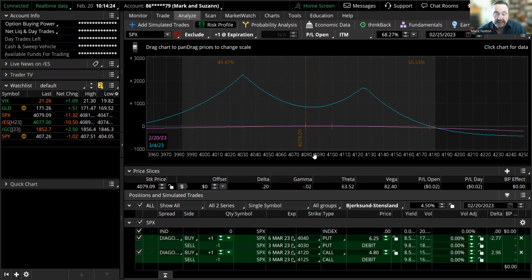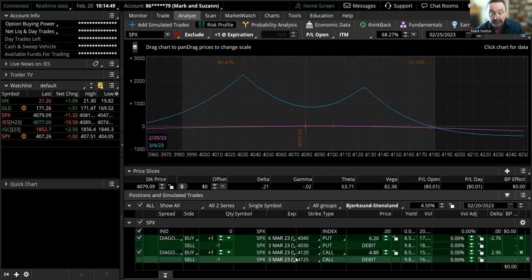So what I like to do with this trade is I look at where we're trading. In this case, we're around 40.79, and I go down 40 points and buy a long put in a further out expiration than what I'm selling. So what I did was I went out to March 3rd. That's the one I'm selling. So I'm buying the March 6th 40.40 put. I'm going to sell the March 3rd 40.30 put, so it will expire before my long.